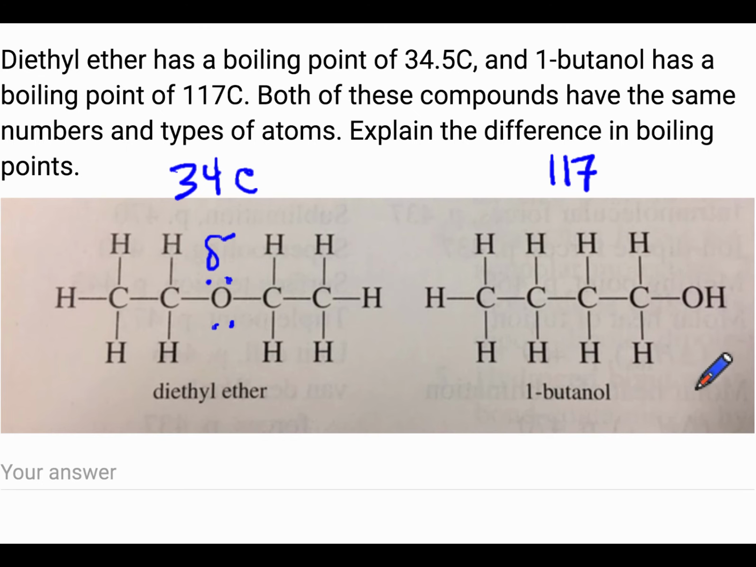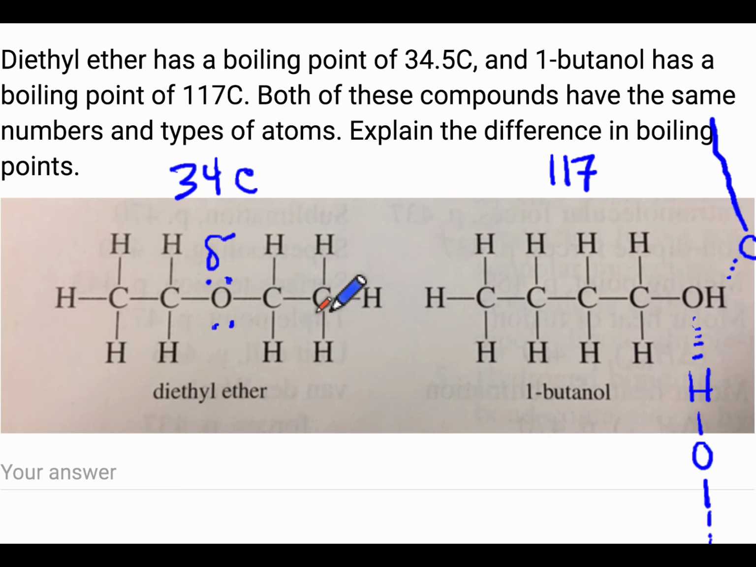Whereas one butanol can, and does, if there's a bunch more carbons here, make a hydrogen bond with several other butanol molecules. So this one butanol molecule is hydrogen bonding to another and another. And those forces holding it together, those attractions, increase the boiling point. So that's why we get a difference in boiling point there.